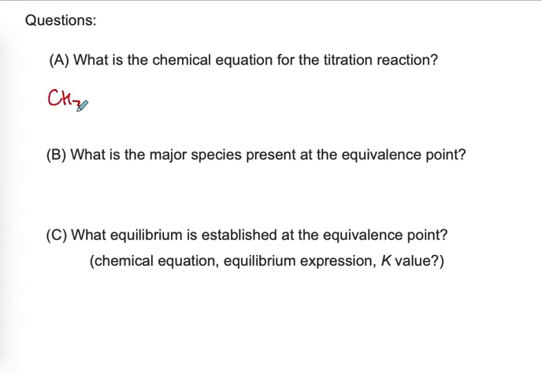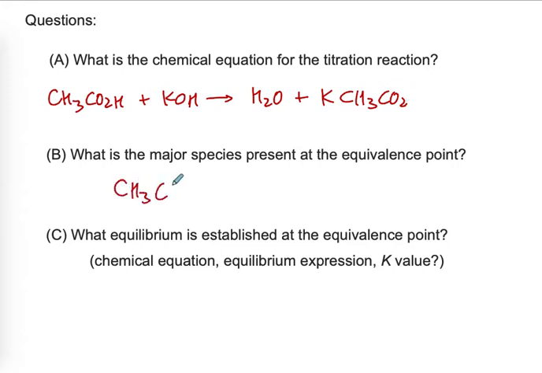So, when we're titrating acetic acid with potassium hydroxide, we form, of course, water plus potassium acetate, the conjugate base of acetic acid. I've left off physical states here, but you know that they're all aqueous or liquid. Okay? What is the major species present at the equivalence point? Again, it is the conjugate base of the weak acid we titrated. The most important species present at the equivalence point in this titration is the acetate anion. That's going to determine the pH.